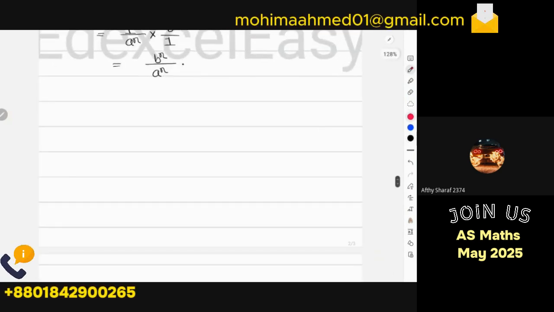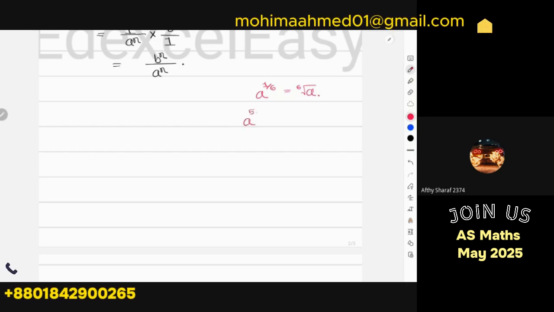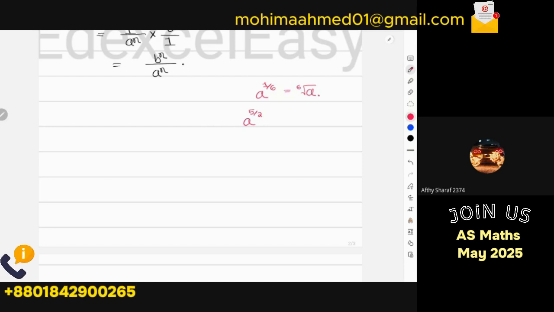So far, we understood that if you have 1 over 6, I can write this as 6 root a, right? But if you have different fractions, for example 5 over 2, how would I write this type of fraction? Always try to separate the denominator from the numerator. 5 over 2 can be written as 5 multiplied with half, right? But then again, half is a root, so I can write root a to the power of 5.